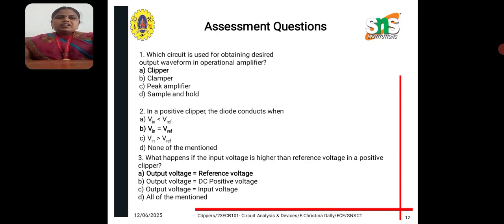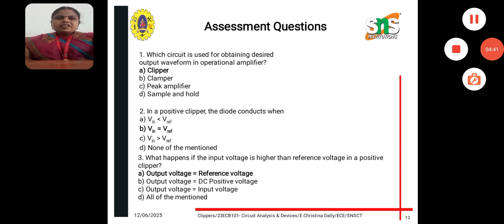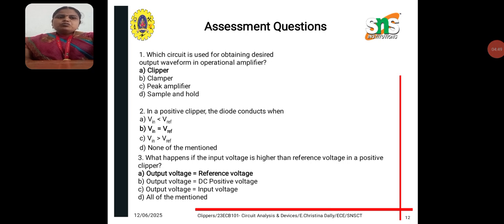These are the assessment questions for the clipper circuits. Here we are going to see which circuits are used in the operational amplifier. That is the main advantage and the applications of the clipper.